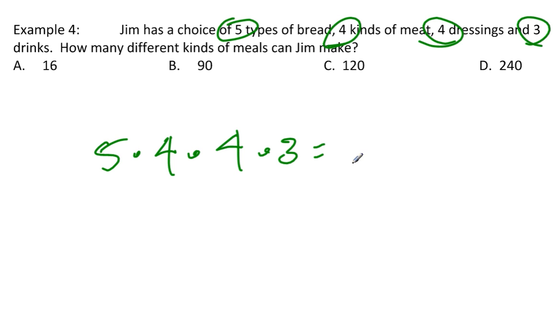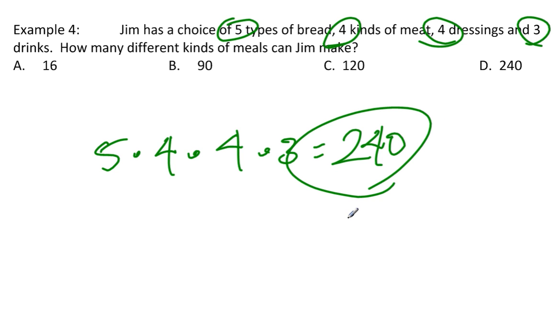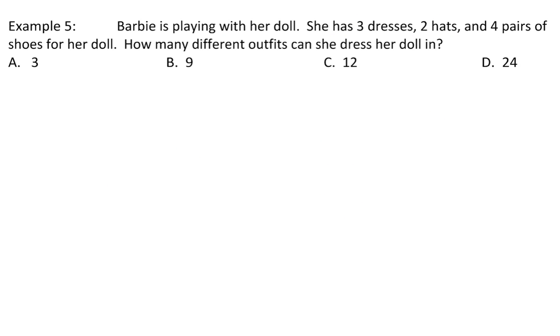So this is where you start to think, man, Subway has got a lot of different sandwiches, more than just the 12 $5 footlongs you see on the board. Multiply those out together, and what are we getting here? 240, I believe. 240 different types of choices there for Jim.